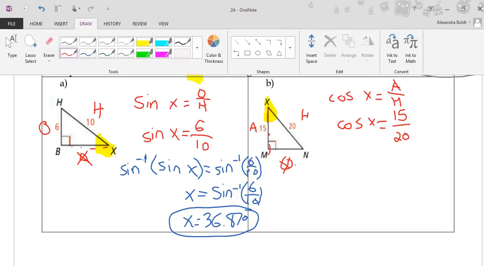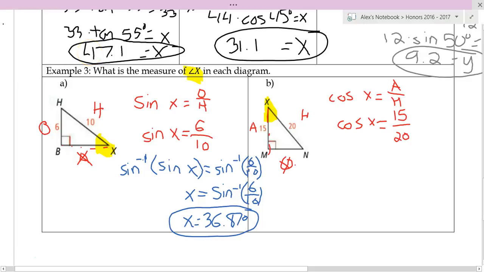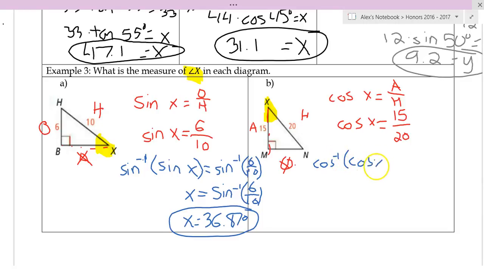Just like we did with sine, if I have the cosine of x, I'm going to take the inverse cosine of the cosine of x, and the inverse cosine of 15 over 20. So, inverse cosine and cosine are opposites, so they cancel out. I'm left with x equals the inverse cosine of 15 over 20.